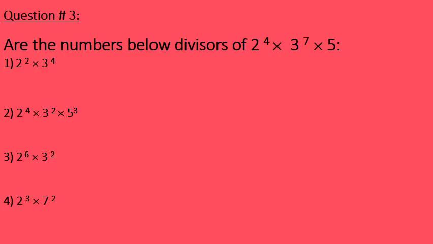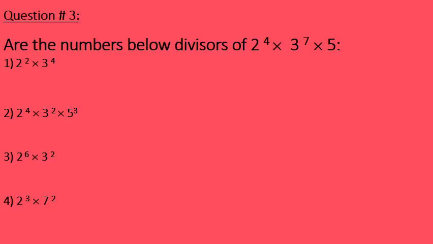Now, the first one is, Muhammad, 2 squared times 3 to the power 4. Is it a divisor of the above one? Yes. Why is it a divisor? When we look at the base 2, what's the power of base 2 down? 2. What's the power of base 2 up? 4. So it should be equal or less than. It is less than, so we continue to the base 3.